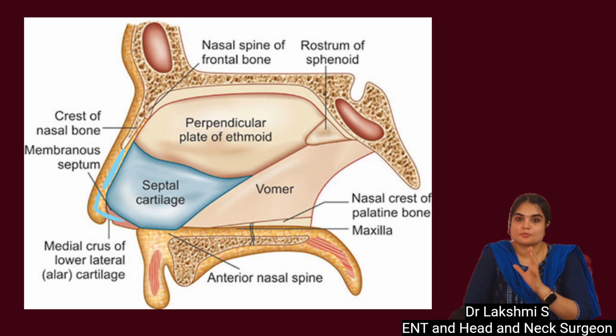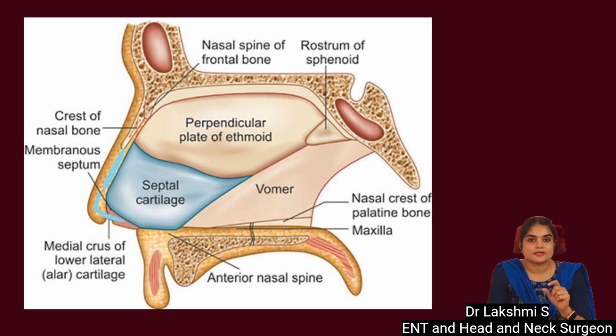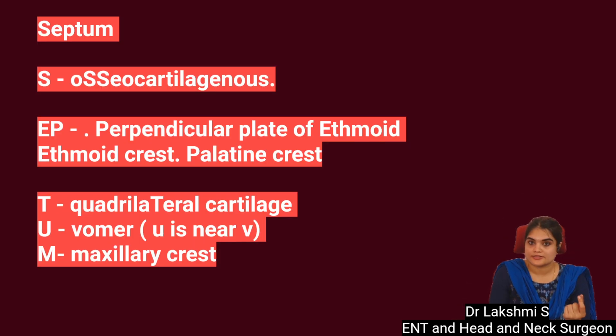Summarizing, the nasal septum is bony and cartilaginous. The bony part is contributed by the perpendicular plate of the ethmoid and the vomer. Then you have the maxillary crest and the palatine bone. The septal cartilage is also known as the quadrilateral cartilage. Also, there is a membranous and columellar part to the septum.